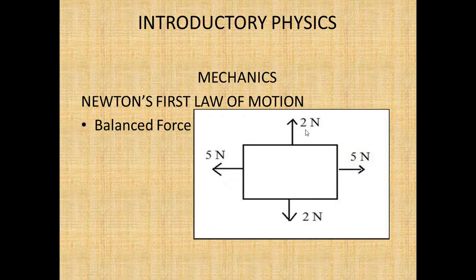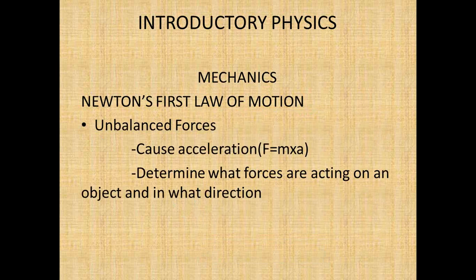So if you have 2 newtons pulling the cinder block up, 2 newtons pulling it downward, 5 newtons pulling it to the right, and 5 newtons pulling it to the left. So these are balanced forces. The upward force is balanced by the downward force. The force to the right is balanced by the force to the left. So this block is not going anywhere because the forces are balanced. The block will be stationary, not moving.